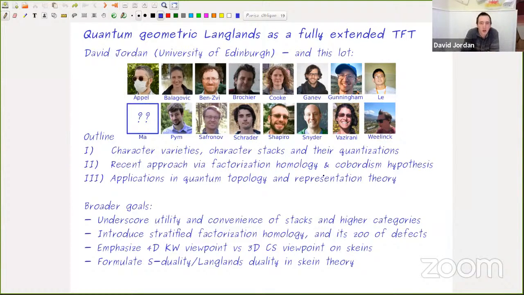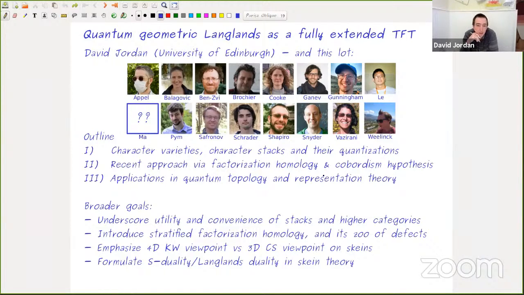Okay, so right, I want to talk today about quantum geometric Langlands as a fully extended TFT. So I'll be focusing on the topological field theory properties. And so I'll touch on various joint works with all the lovely people pictured here.